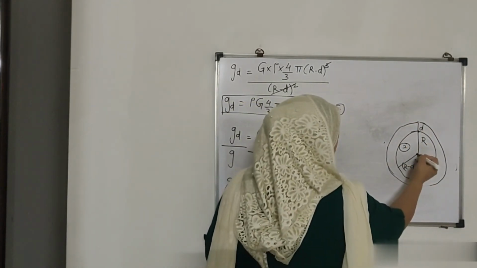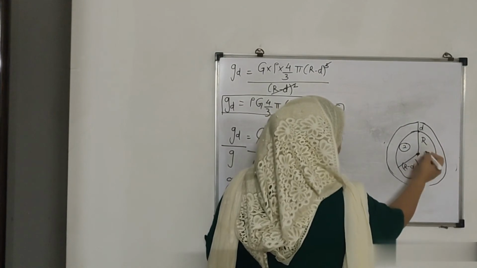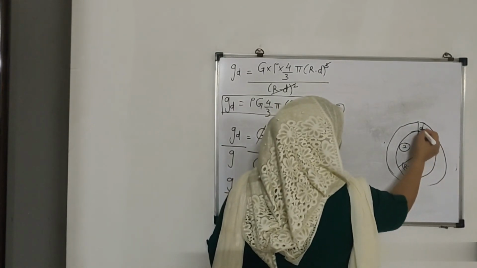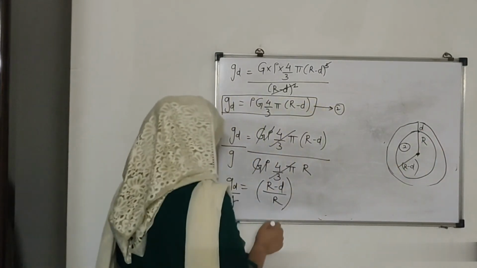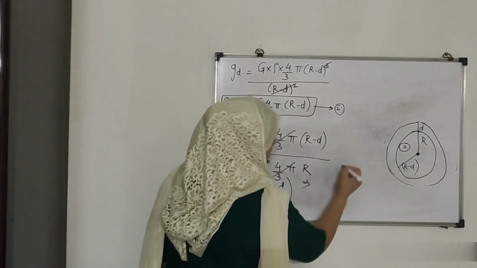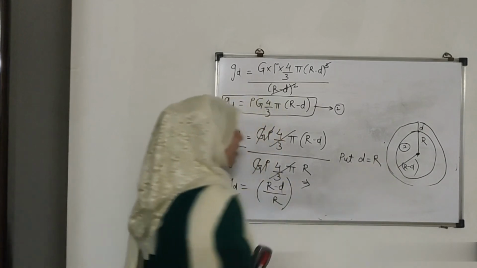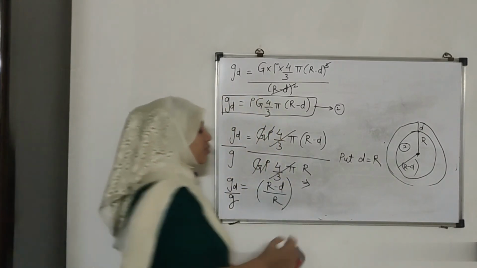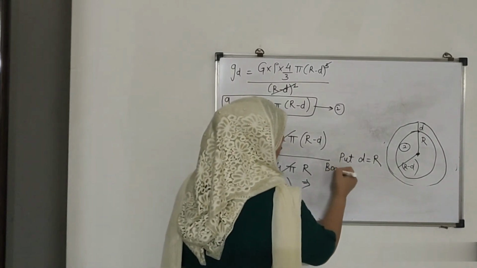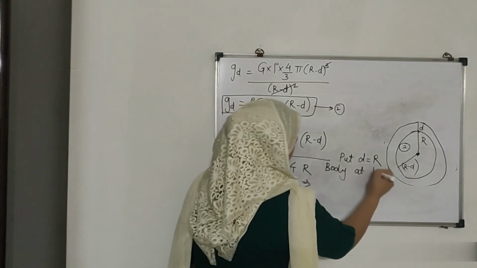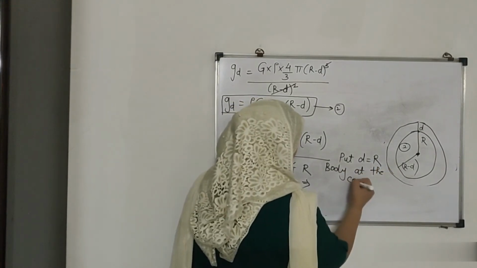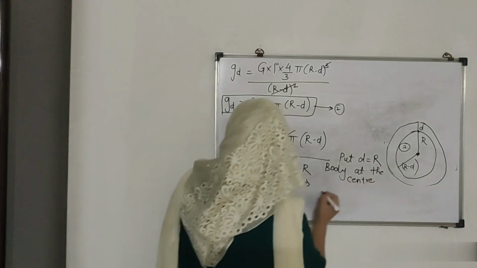I am considering my body to be placed at what? D is equal to R. Okay, that time what is going to happen? Put depth equal to the radius of the earth. That time means the body is at the center of the earth. Body at the center. Okay, what does it become?